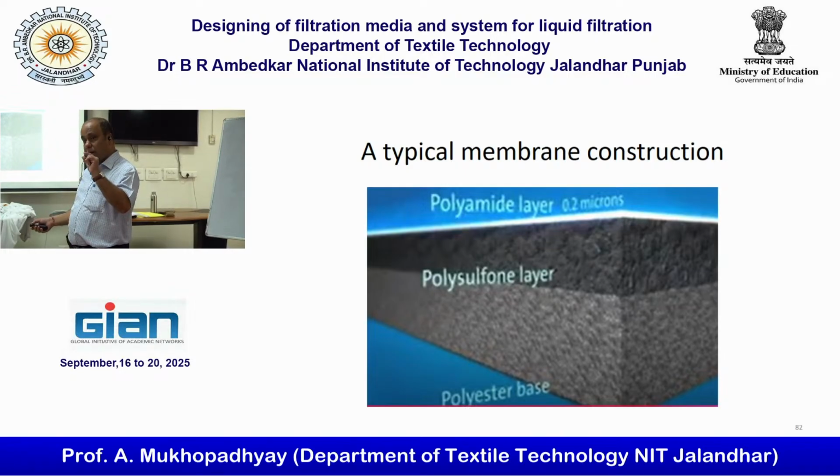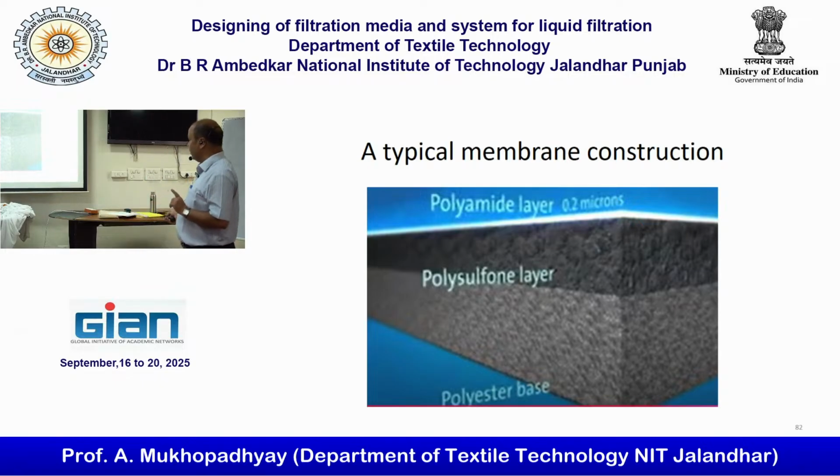Basically, you are having three materials in one system. It is an integrated material, three materials in one system. And the polyester base is very much porous. The polysulfone layer pore size will be 0.0001 micron, and the polyamide layer is the upper layer, which has 0.2 micron. So this is basically an asymmetric membrane. Earlier, people were trying to use the symmetric membrane, so you had only one polymer. Now we are going for multiple types of polymers.